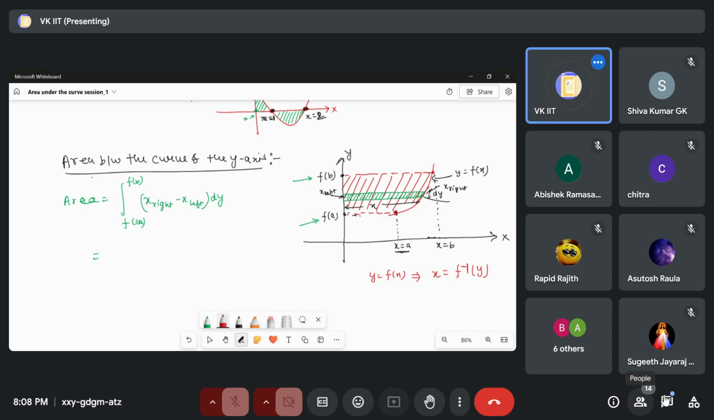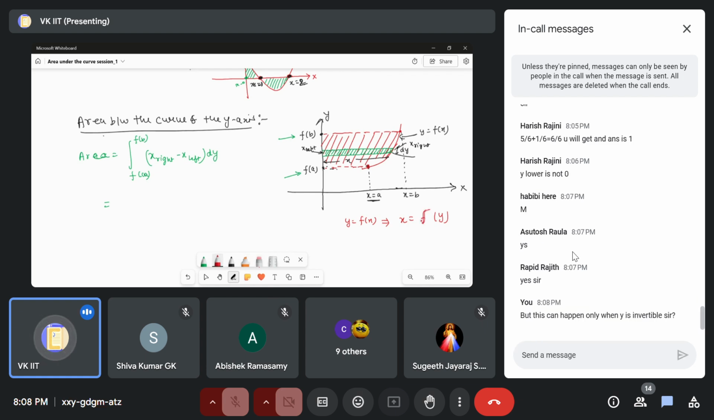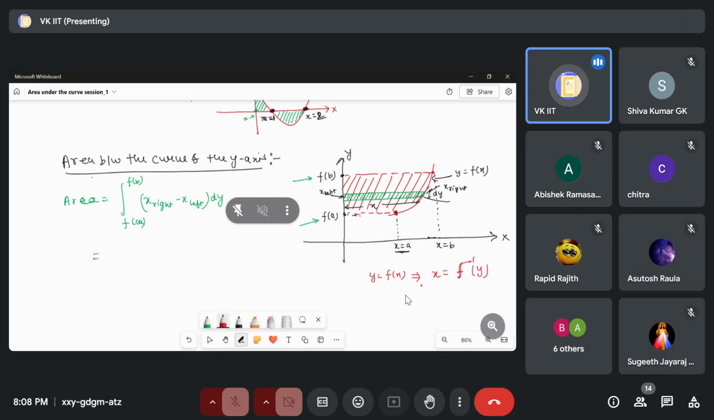Is that clear? Don't worry, we will do the question and you will understand it later. Actually, this f inverse of y is saying that you have to convert every x in terms of y, whatever the function is given. But this can happen only when y is invertible, sir. Yes, you are correct.